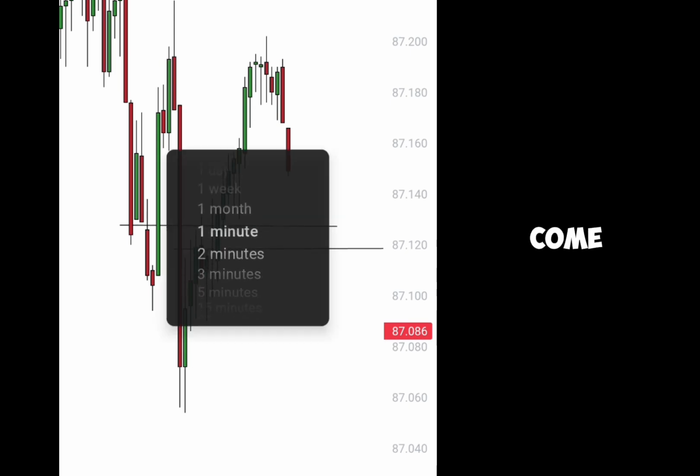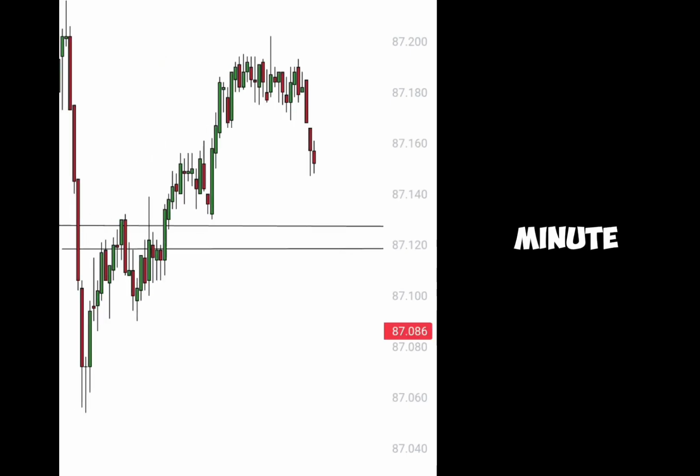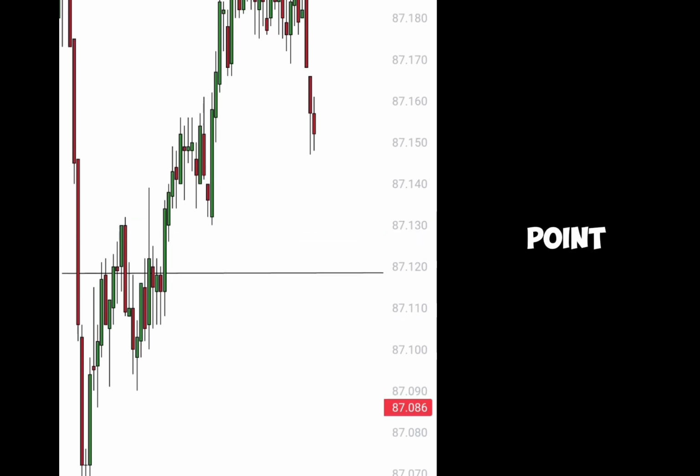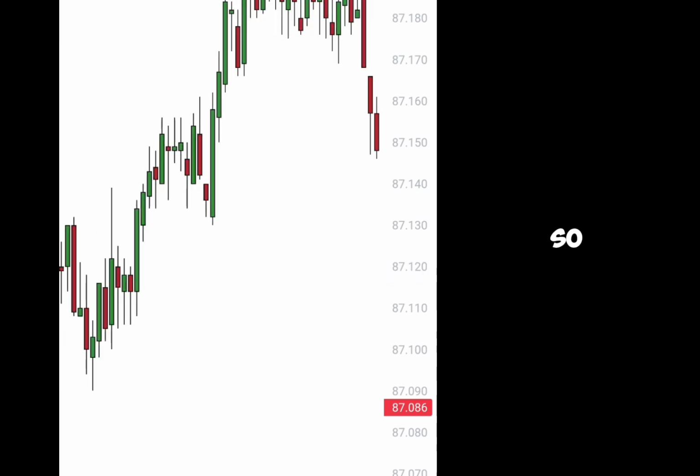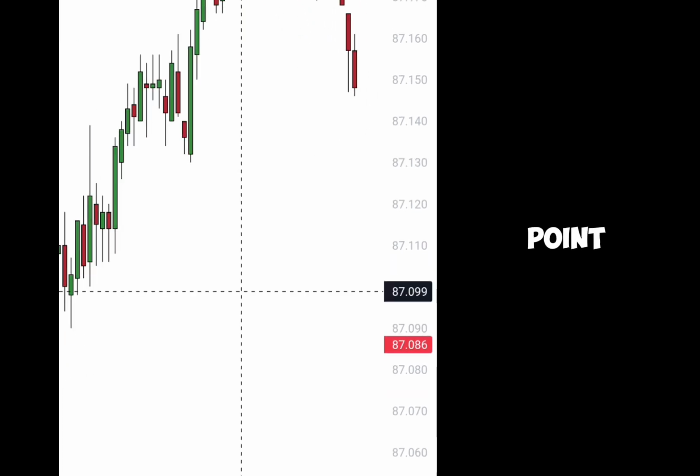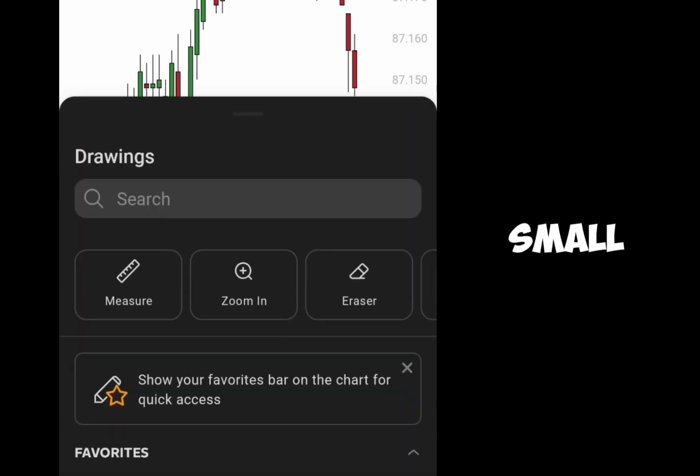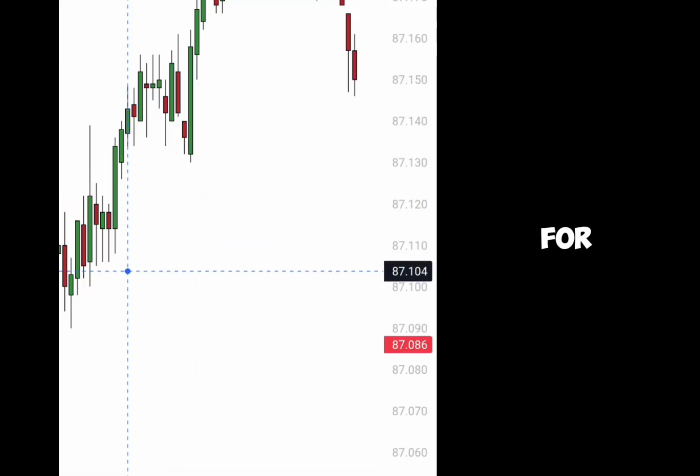Not really. So I come to the 1-minute time frame. In the 1-minute time frame, can I see any entry? Exactly. I can see an entry point here. So here becomes my entry point. So you can see, very little, very small. What am I looking out for?